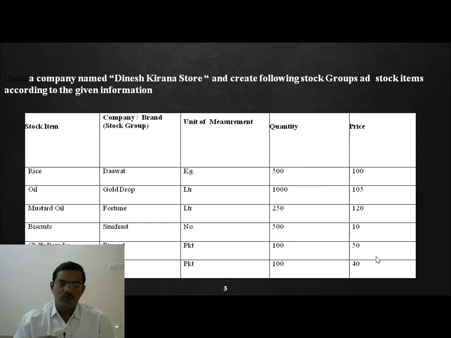So I will show you how these transactions appear in Tally ERP 9, in the creation of stock items, stock group, unit of measure, and the quantity and price. So this is the one topic I am going to present.